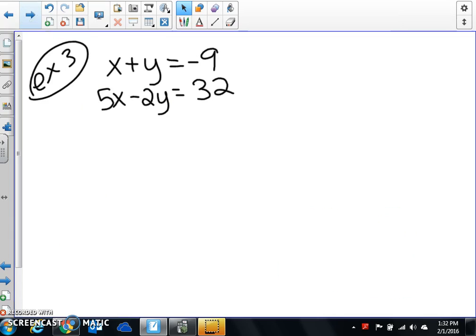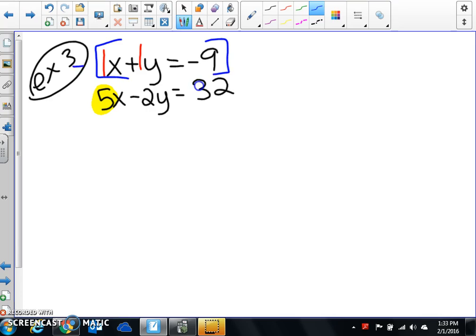Next one. All right, I look at my x coefficients, 1 and 5, which are not the same. I look at my y coefficients, 1 and negative 2, which are not the same. So now I'm going to have to play around a little bit. Personally, if the x's don't go together and the y's don't go together, I like to get rid of my x. So I have to ask myself, what can I multiply? And remember, I want opposite, but the same coefficient. So if my coefficient of x is 5, I want to multiply this top one by negative 5. That way they're opposites, but they have the same coefficient.